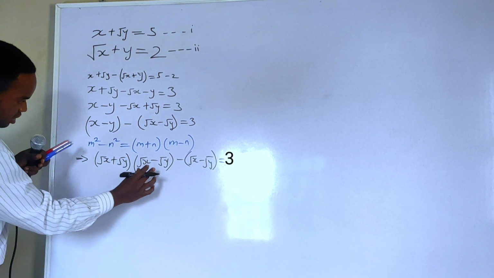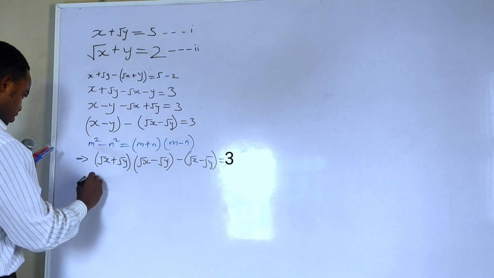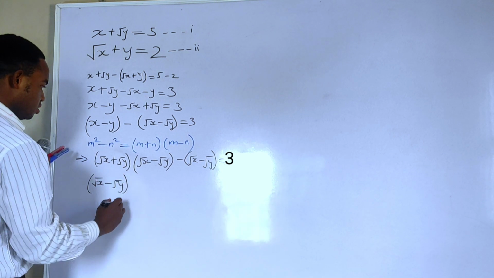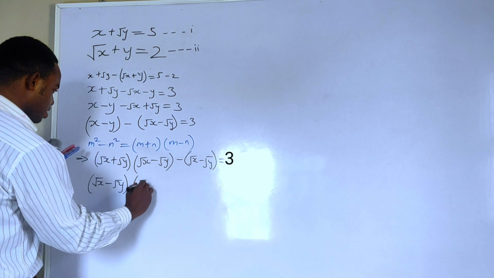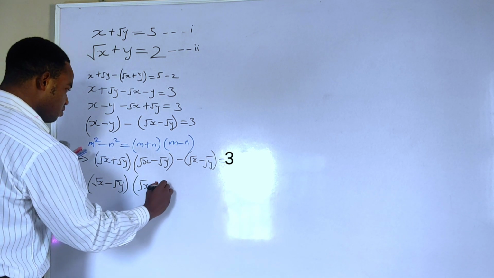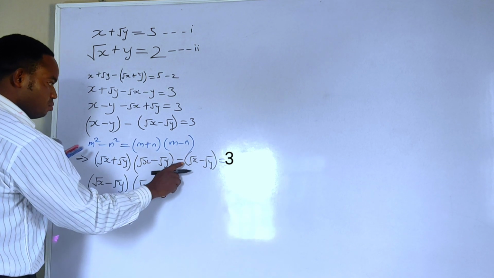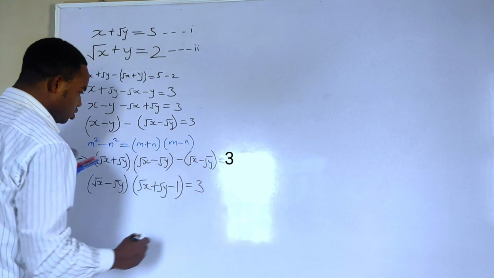At this point, the square root of x minus square root of y is common, so I will factor that out. We have the square root of x minus square root of y, and I will be left with the square root of x plus square root of y, minus the coefficient we have here, which is 1, and it's equal to 3.